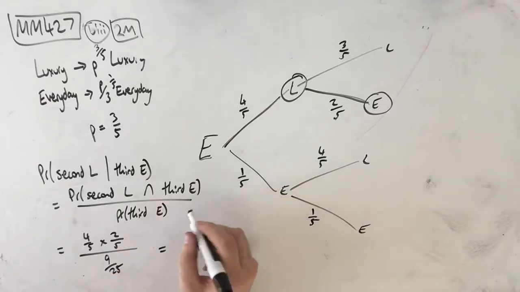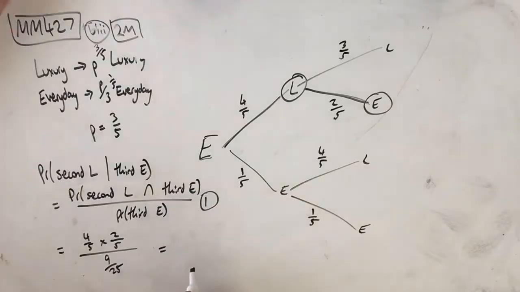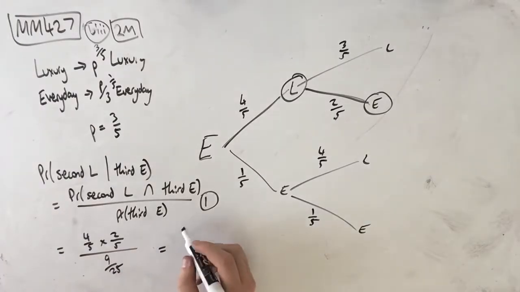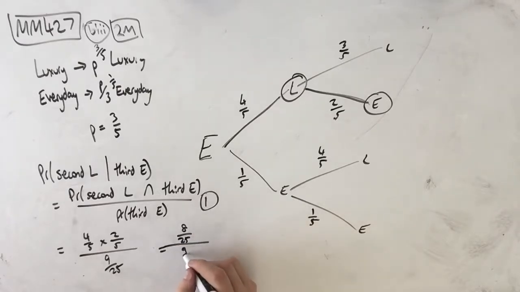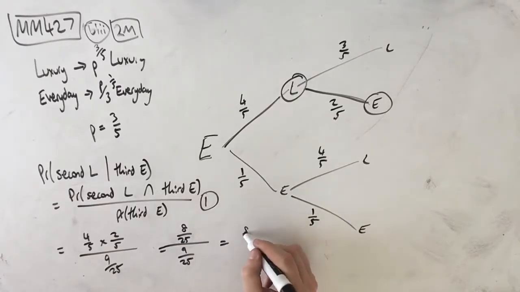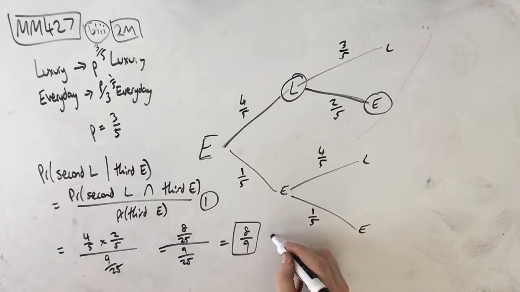This was actually our first mark here, recognizing that. And then our second mark comes from our final answer, which in this case works out to be 8 on 25 over 9 on 25, which equals 8 over 9. And that is our second and final mark for part B, III. Let's move on to part C.